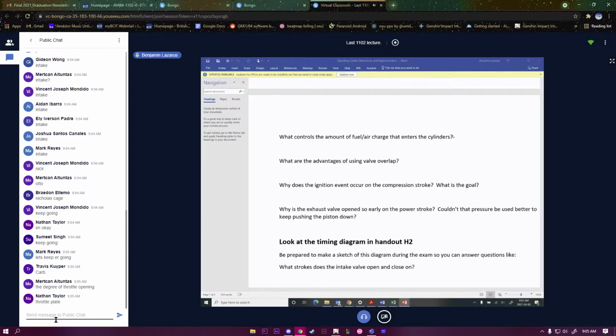Throttle plate. Thank you. Travis, you're right. Mertcan, that's an even better answer. The degree of throttle plate opening.